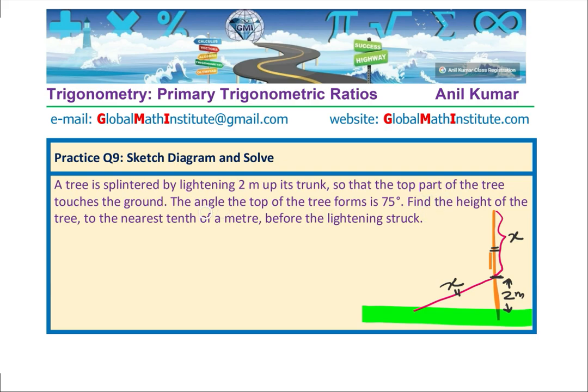Now it says the angle the top of the tree forms is 75 degrees. So this angle is 75 degrees. It doesn't look like that, but assume that to be 75 degrees. Find the height of the tree to the nearest tenth of a meter before the lightning struck. So basically, we have to find this height. Means x added to 2. You get the idea.